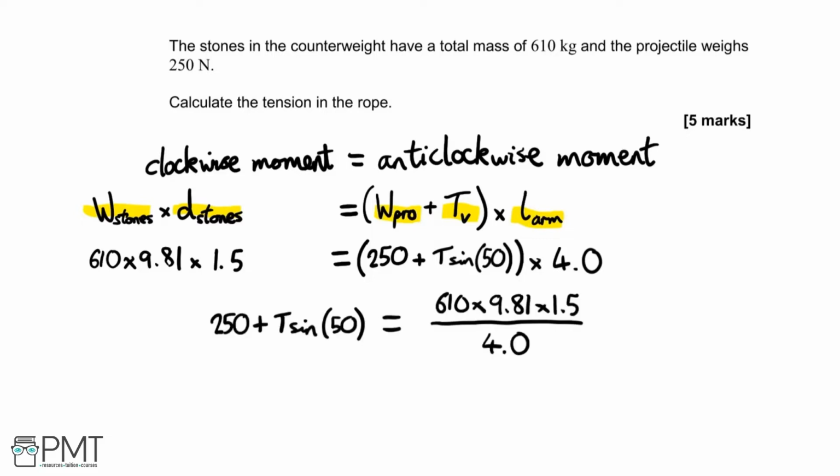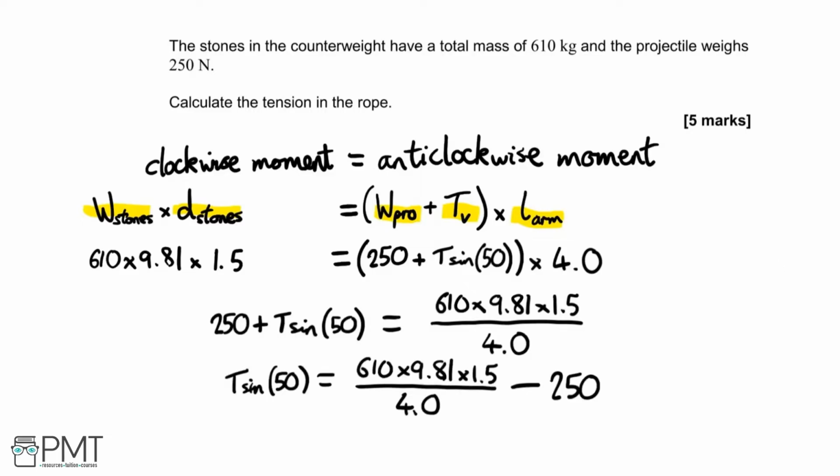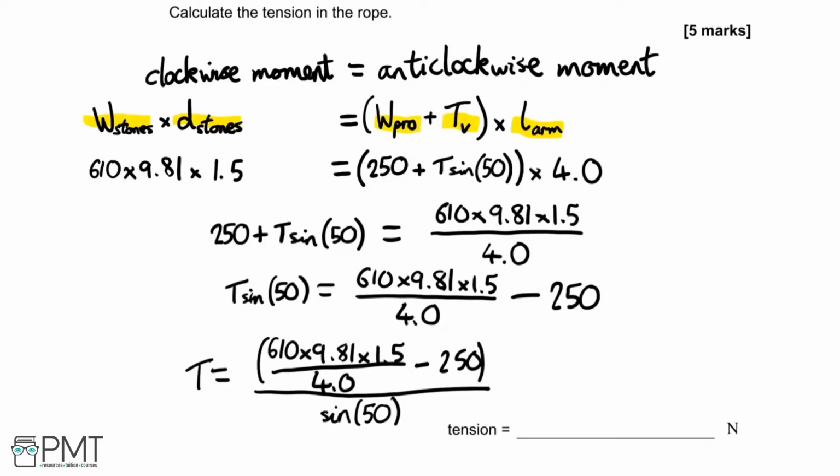So first step of the rearrangement, we divided both sides by 4. We've then subtracted 250 newtons from both sides. And then the last thing to do is to divide both sides by sine of 50. Now, if we put all of that into a calculator, we should end up with 2,600 newtons, and that's the value that we're going to put into the answer box. So the actual answer there is 2,603 newtons, but we've rounded this to two significant figures because the values that were given in the question are two significant figures, so that's what we have to stick to.